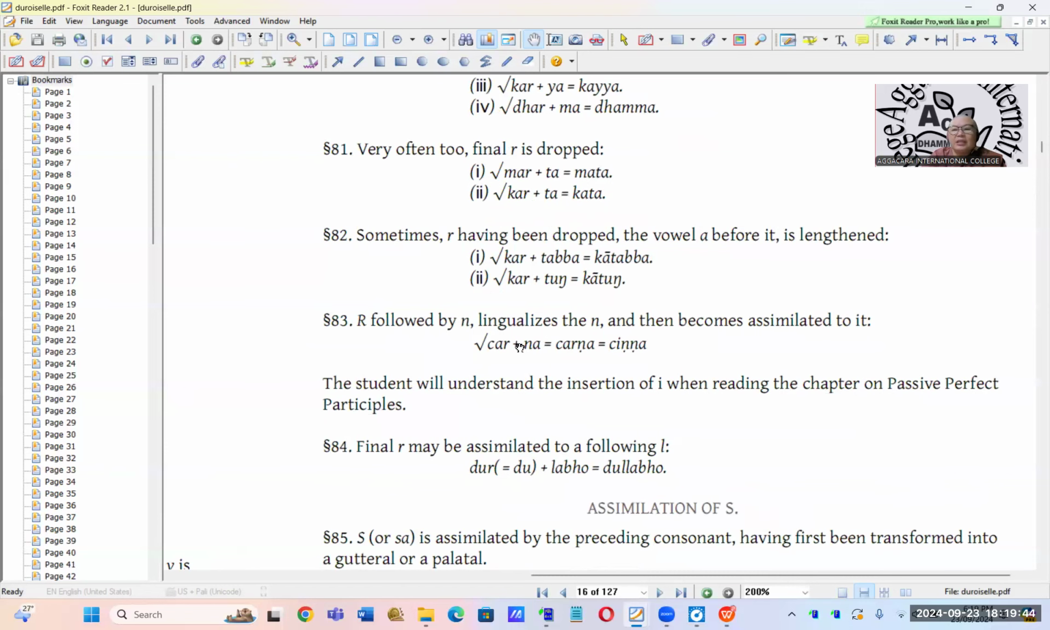Lingualize means that N is a dental, like karna. Na means we put the sound at the dental. But because of this R, the tongue is curled back, so it becomes karna. You curl back the tongue and pronounce the N dot. So that's the only thing I can see: it actually makes another consonant become lingualized. Right?